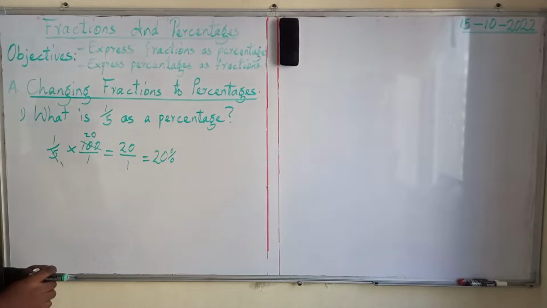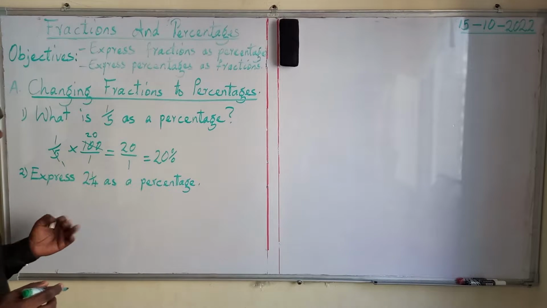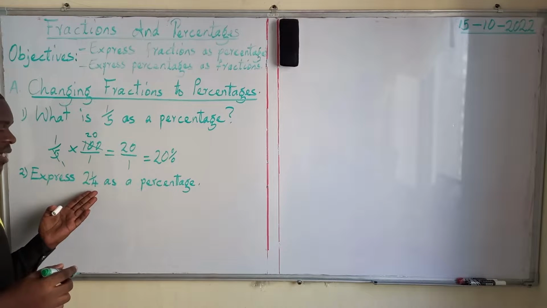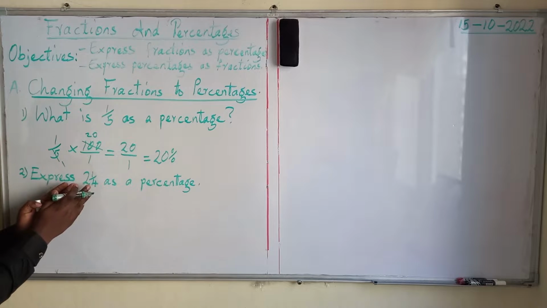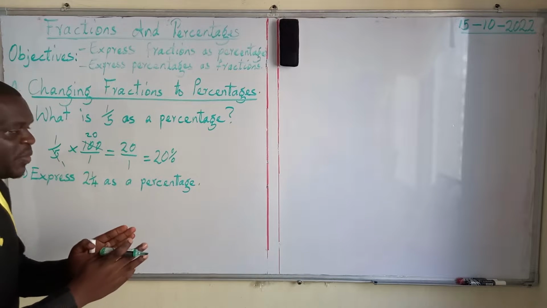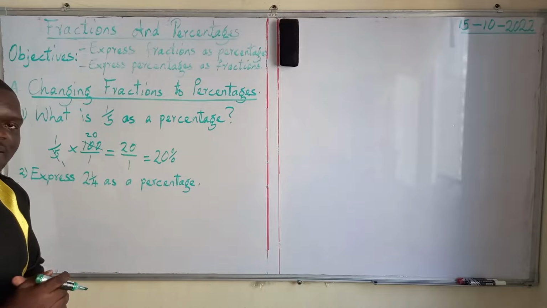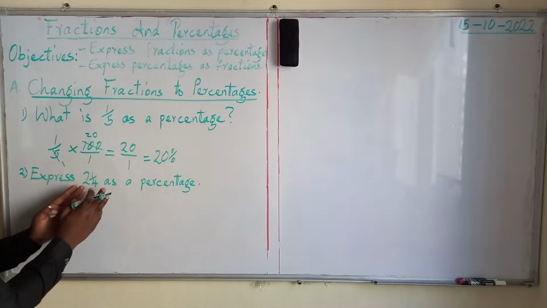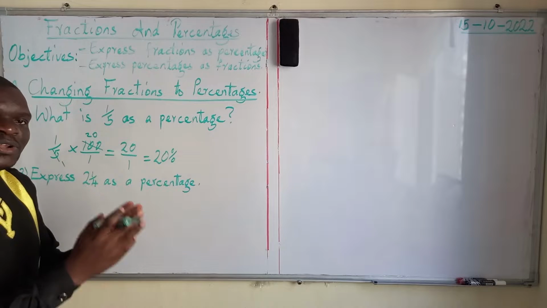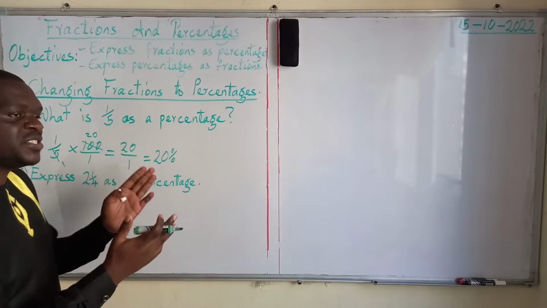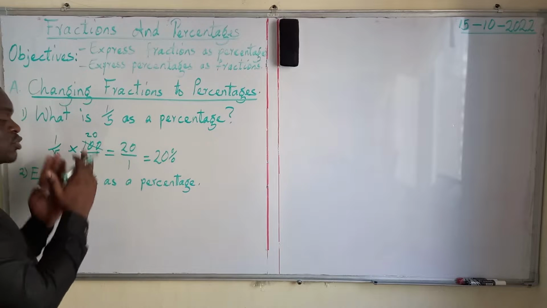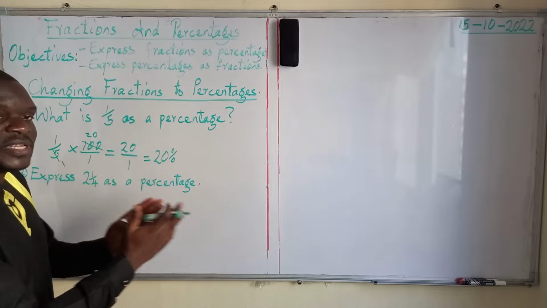Let's look at the second example. Number 2 says, express 2 1/4 as a percentage. Now we follow the same rule. We are going to take our fraction, multiply by 100, simplify where necessary, and express our answer as a percentage. But here, we have to apply our knowledge of mixed fractions to improper fractions and multiplication of fractions. So we are going to make use of our past lesson to solve this problem.